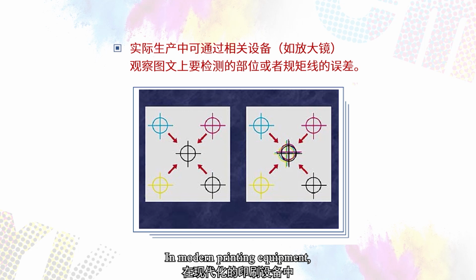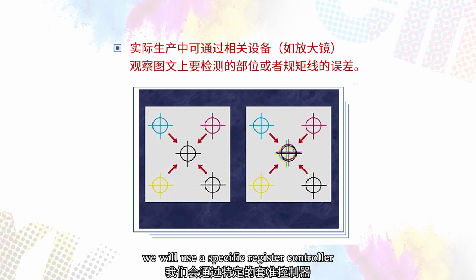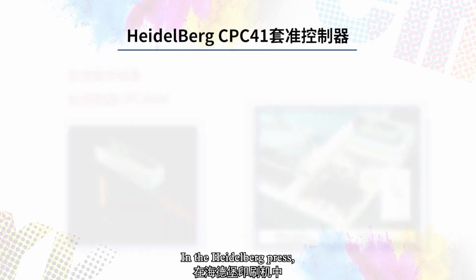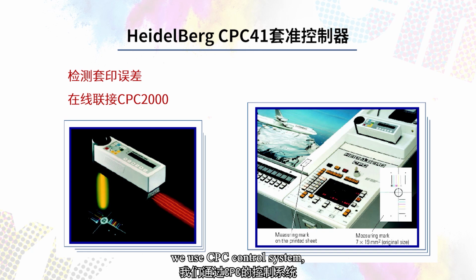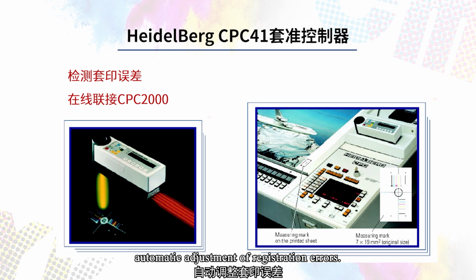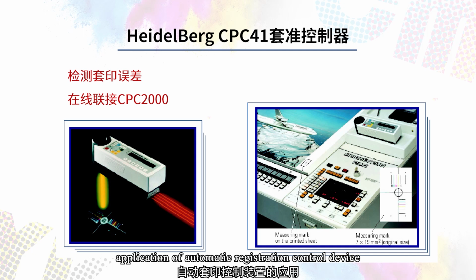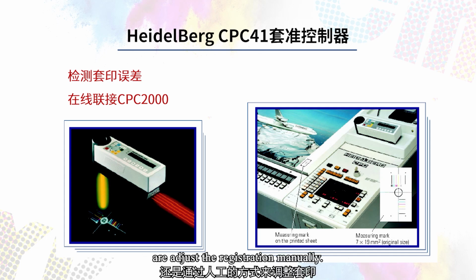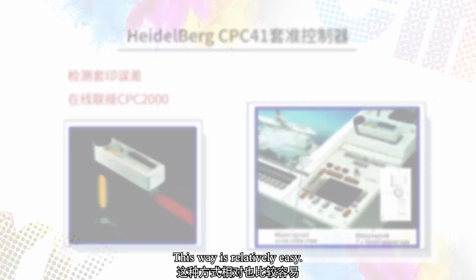In modern printing equipment, we use a specific register controller to control the registration. In the Heidelberg press, we use the CPC control system to check for registration errors. At the same time, you can also use the control system to automatically adjust registration errors. In a sheet-fed offset press, the application of automatic registration control devices is relatively not widely used. Most operators adjust the registration manually. This way is relatively easy.